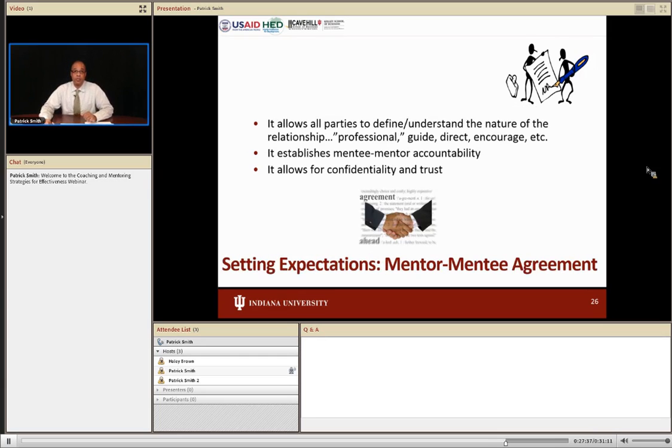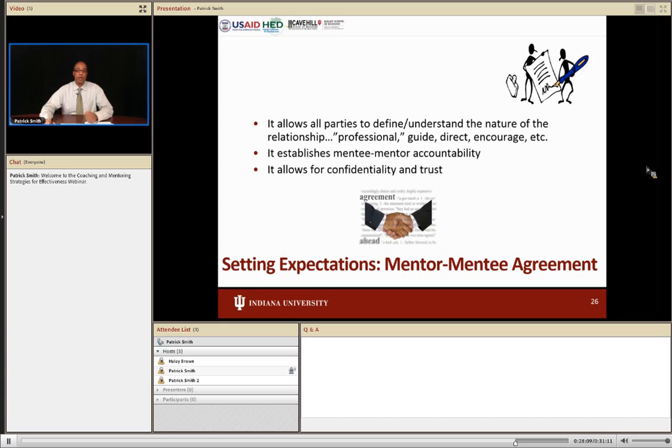So here are some other points to consider. Setting mentor-mentee expectations through a formalized agreement is extremely helpful in laying the foundation for an effective and long-term relationship. Careful consideration should be given in respect to the setting, that's to say mentor-mentee roles, expectations, and certainly for the purpose of establishing trust. Moreover, having a contract has the following benefits. It allows parties to define and understand the nature of the relationship. Again, we talked about being professional, setting those boundaries.